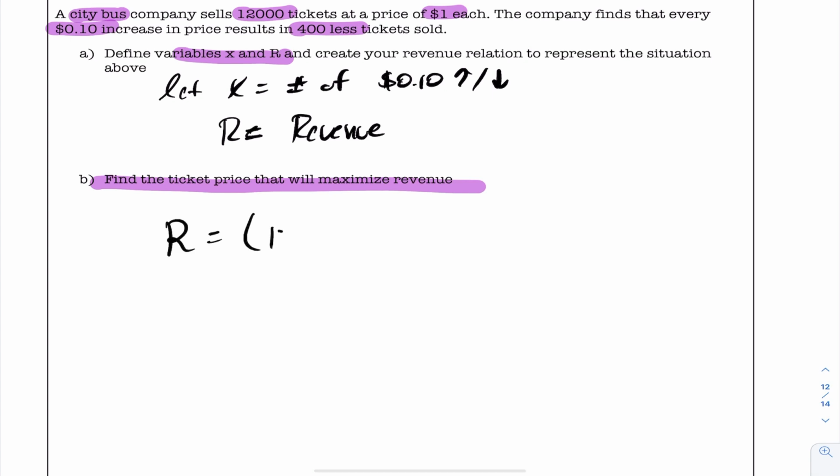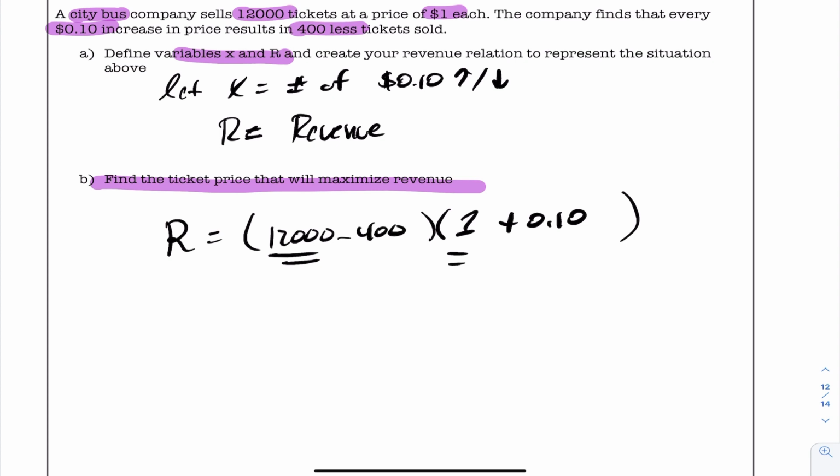Well, I know that if I sell 12,000 tickets, I'm going to sell them at $1 each. At that price, you're going to have 12,000 tickets, which can only be achieved if I sell them for $1 each. What I do know is that every time I increase the price by 10 cents, I'm going to lose 400 customers. So if I increase the price by 10 cents twice, I'm going to lose 400 times 2. If I increase the price by 10 cents 3 times, so 0.10 times 3, I'm going to lose 400 times 3. If I increase the price 5 times, let's say, it's going to be 0.1 times 5, and I'm going to lose 400 times 5.